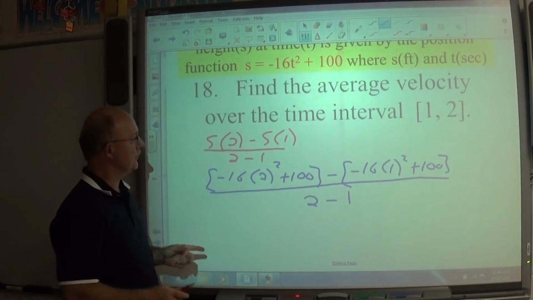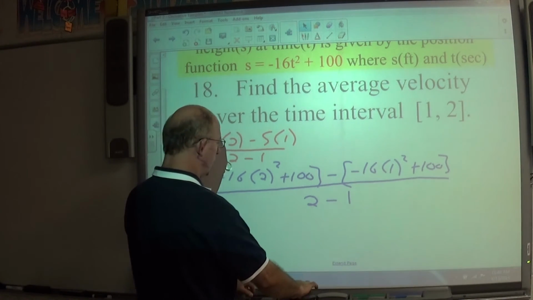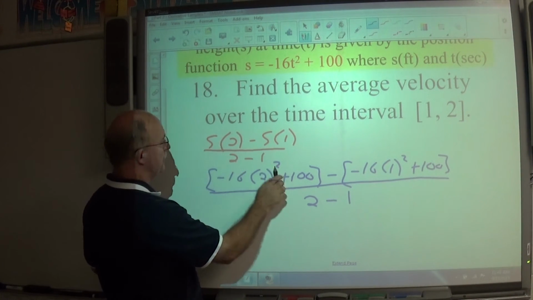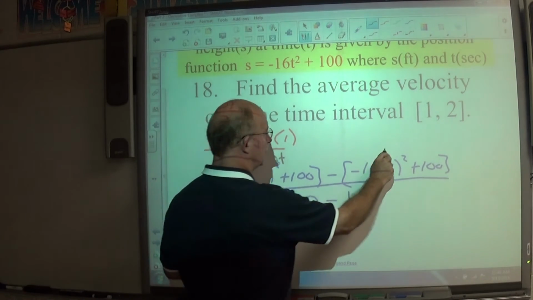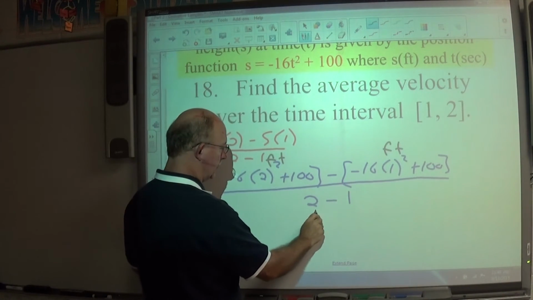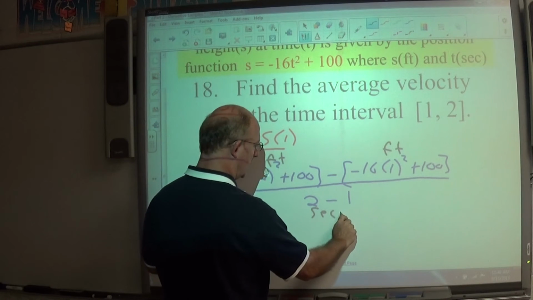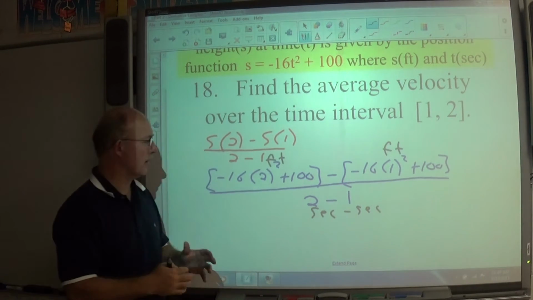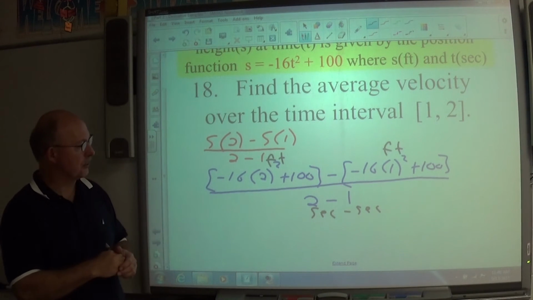Now, watch your units as you set this up. The position is in feet, so this will be feet minus feet. On the bottom here is seconds minus seconds. So our average velocity should be in feet per second.